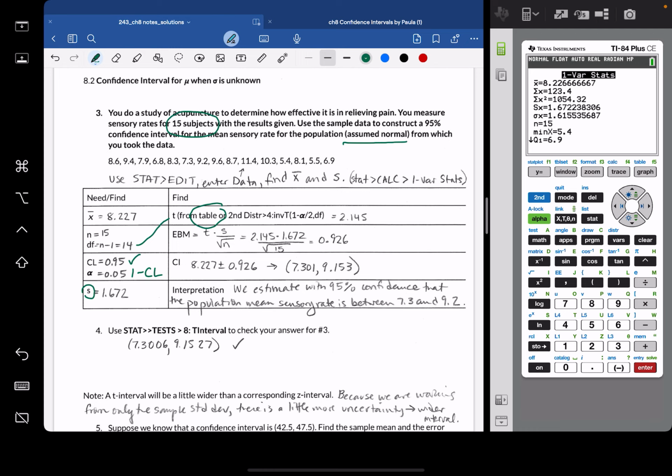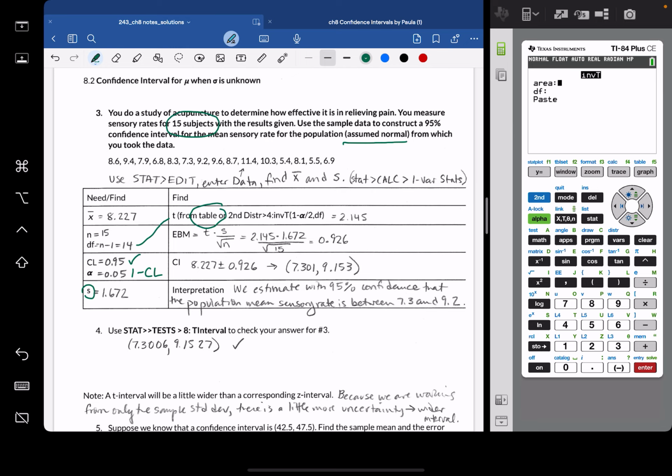I'll make a separate video on how to read that table. Let me show you how to find t using the calculator for those of you who do have it. You go to second distribution, and then you go to inverse t. So it's a lot like inverse normal, but it's inverse t. And we need to do 1 minus alpha over 2.